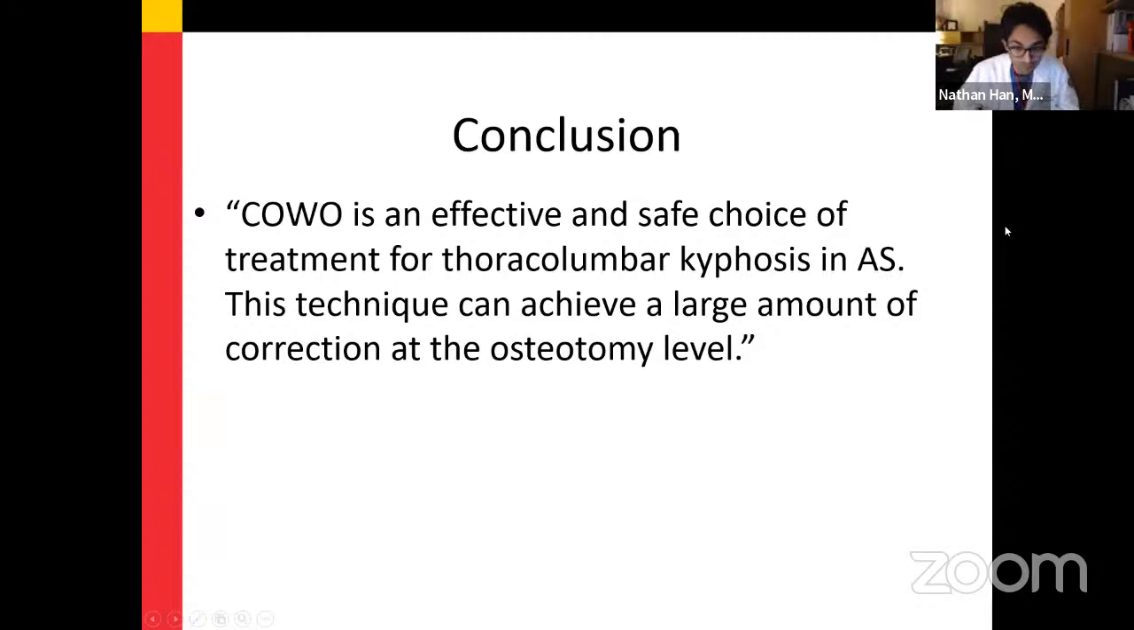So the conclusions that the authors here had at the end of their paper was that the closing opening wedge osteotomy was an effective and safe choice for the treatment of thoracolumbar kyphosis in ankylosing spondylitis, and that this technique can achieve a large amount of correction at the osteotomy level.